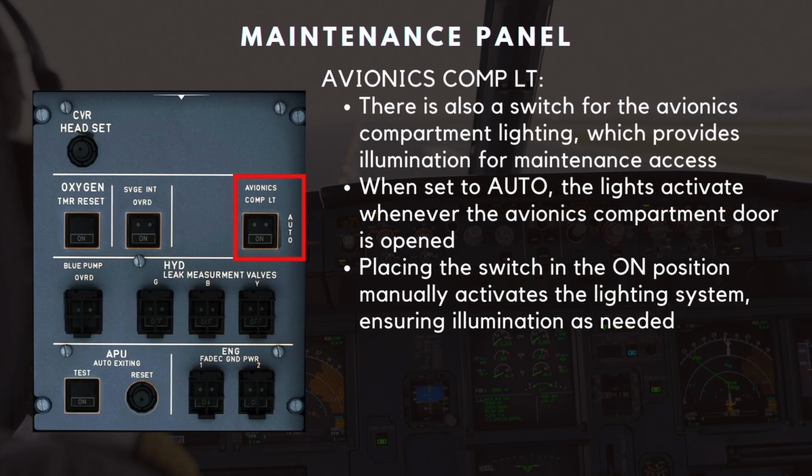There is also a switch for the avionics compartment lighting, which provides illumination for maintenance access. When set to auto, the lights activate whenever the avionics compartment door is opened. Placing the switch in the on position manually activates the lighting system, ensuring illumination as needed.